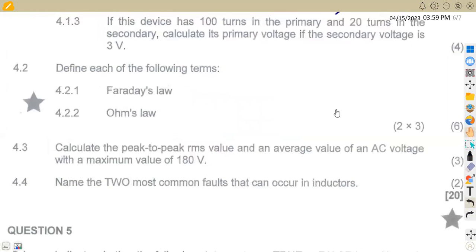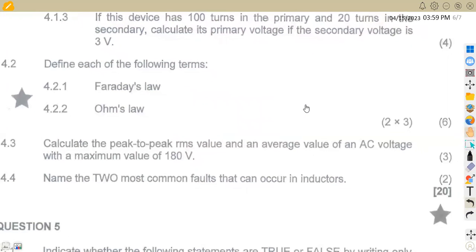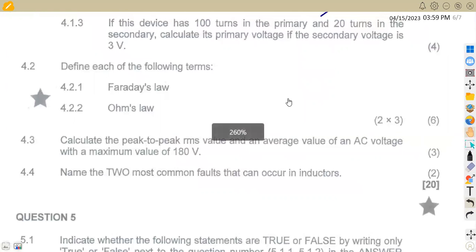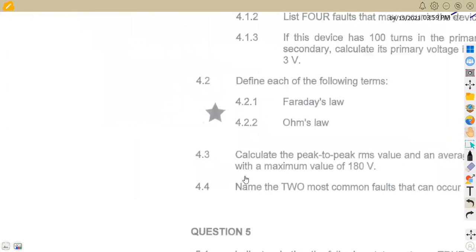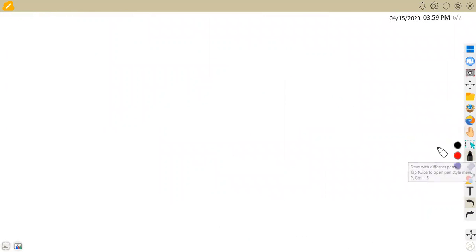On question 4.2, we are now asked to define each of the following terms: Faraday's law and Ohm's law. This is actually a lot. Let me just see if I can write it aside here. So that is 4.21. We are given Faraday's law.